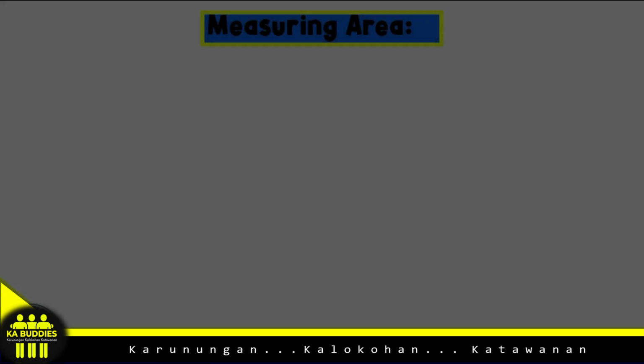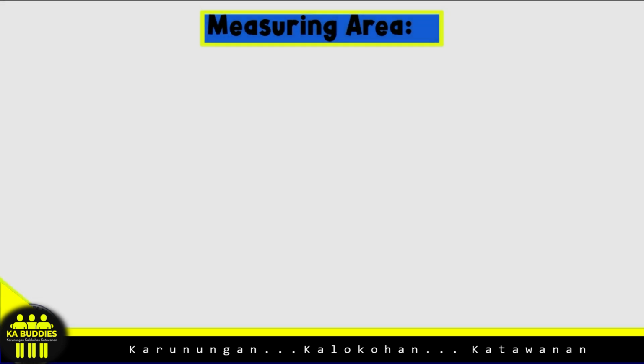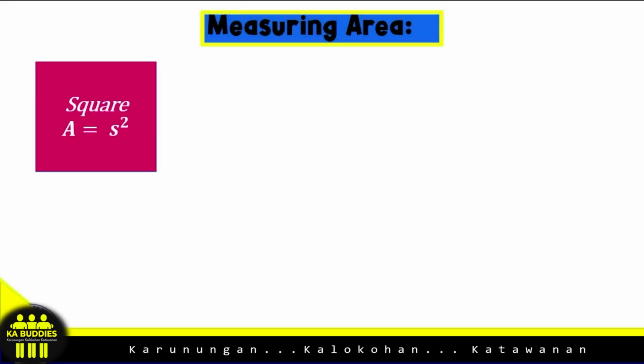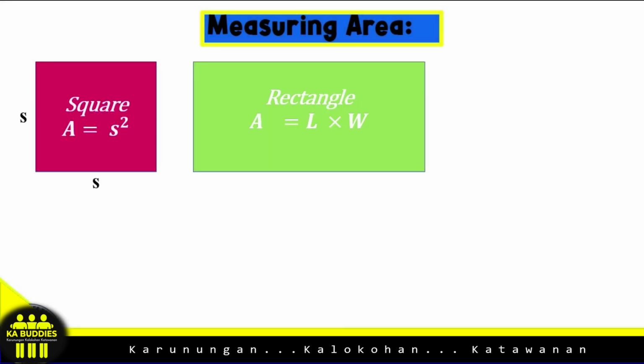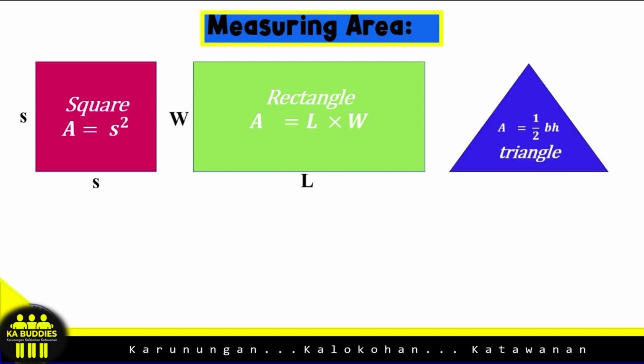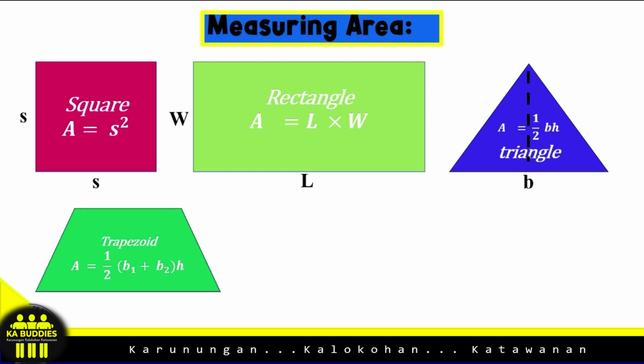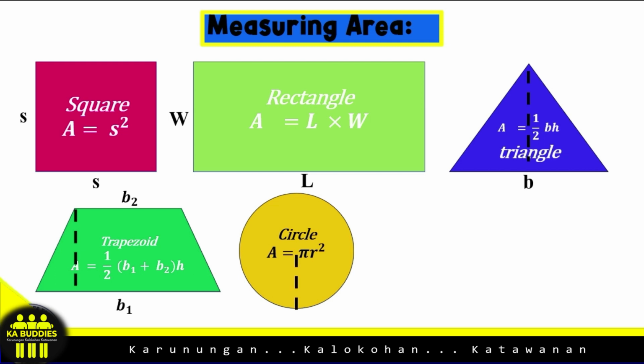So for a recap, let's have the formula of the following figures. First, we have square, which is s squared. We also have the area for rectangle, length times width. Triangle, we have 1/2 base times height. We also have here the area for trapezoid is equals to 1/2 base 1 plus base 2 times height. And also we have here the circle, which is pi r squared.